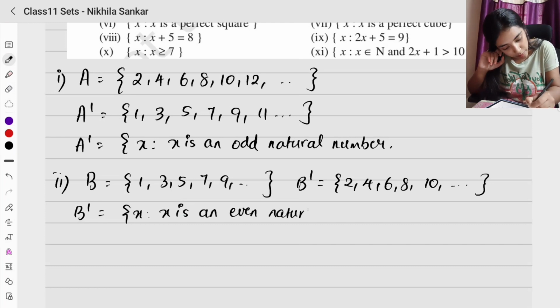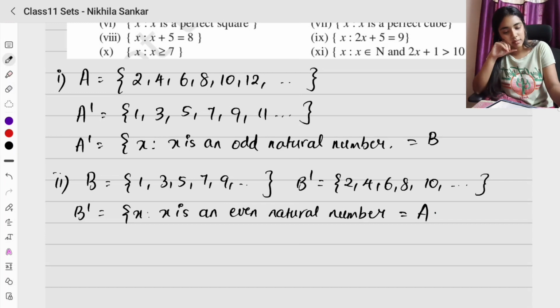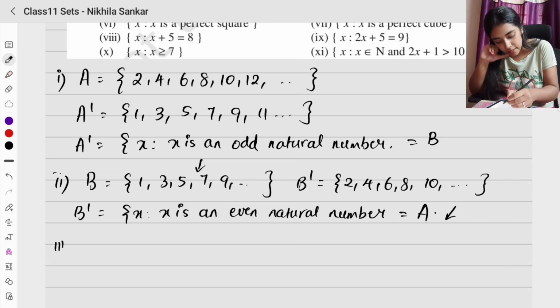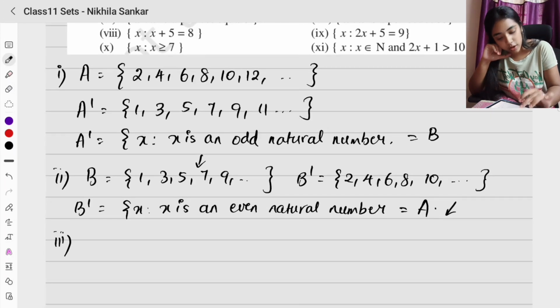So what do you conclude from your first two subsections? I see that A dash is equal to B and B dash is equal to A. Correct? B is your odd natural number which is given in the question and A is your even natural number which is given in the question. Okay. Third subsection, x is a positive multiple of 3.